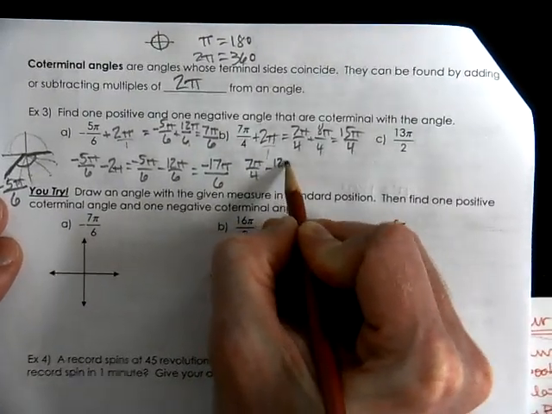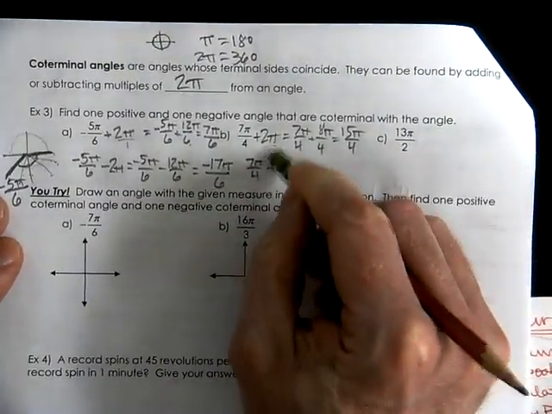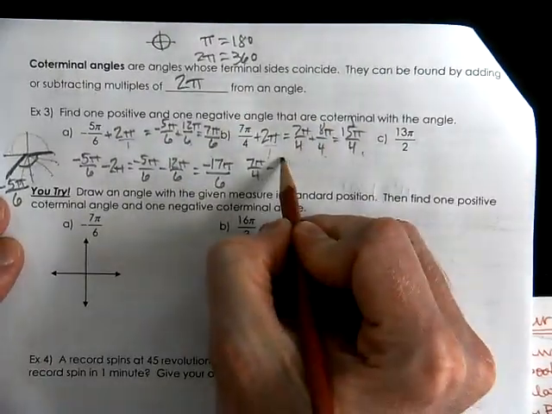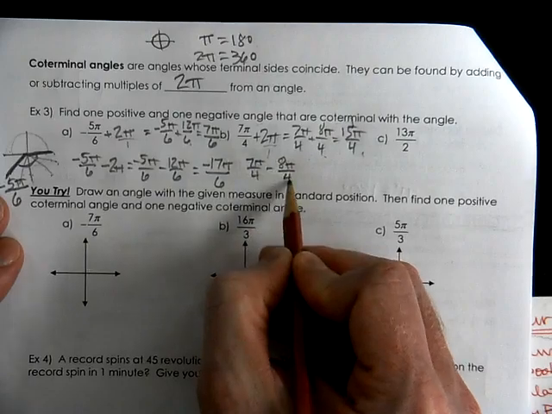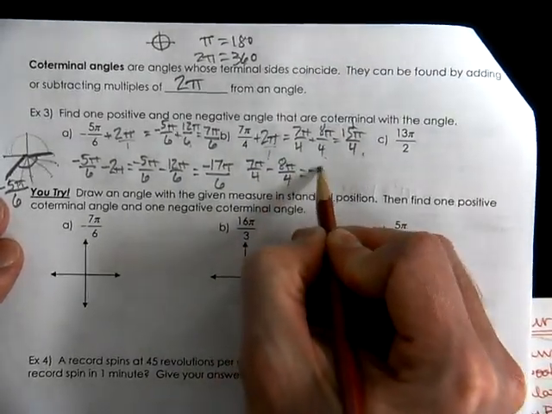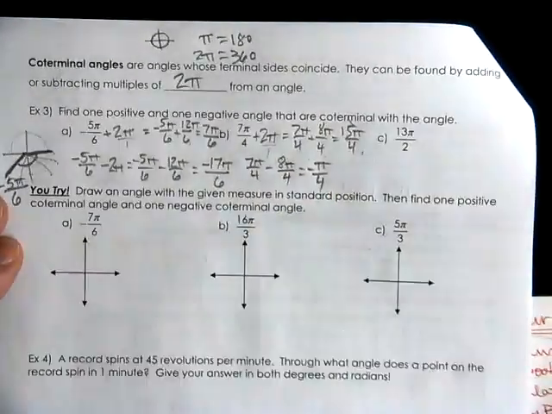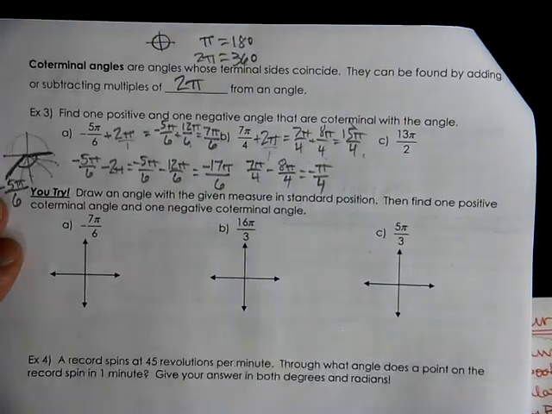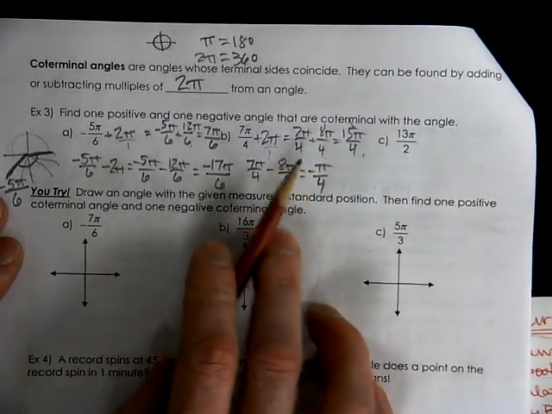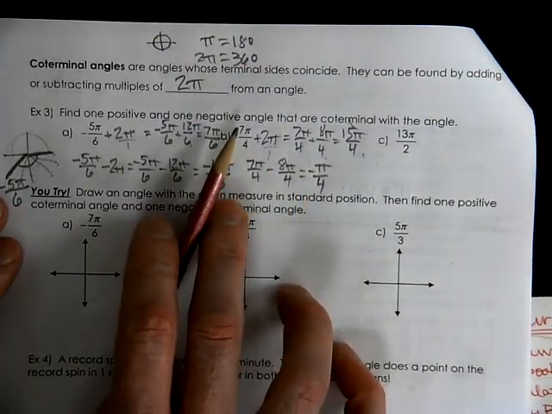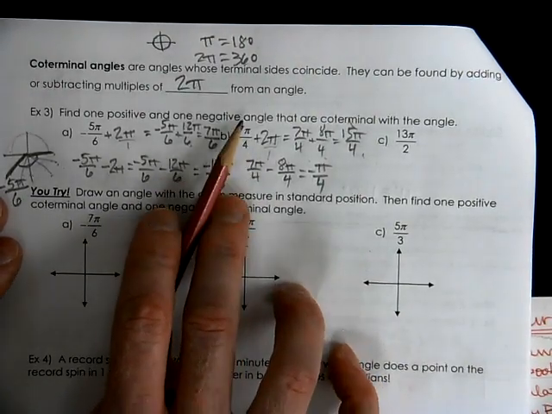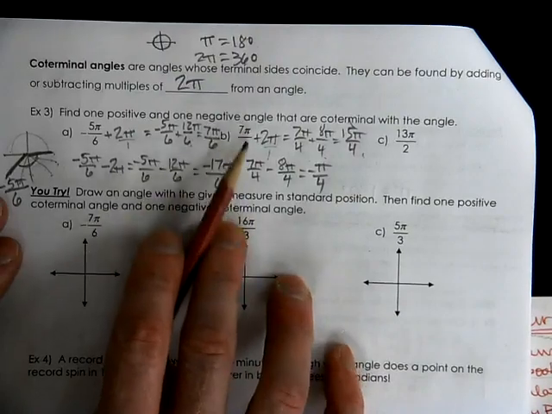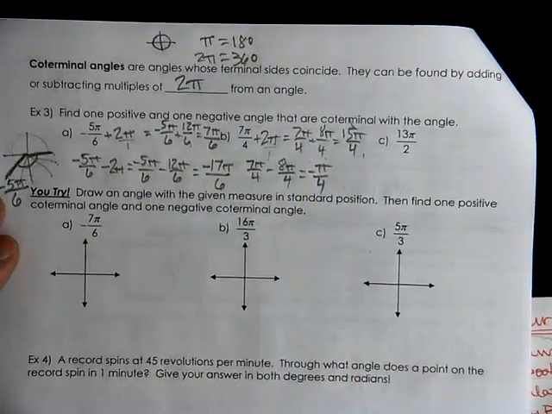That would be equivalent to 7 pi over 4. And I subtract 2 pi, which in this case we're working with 8 pi over 4, because that's a value of 2. That gives me negative pi over 4. Negative pi over 4 is the same thing as 7 pi over 4, because 7 pi over 4 is 1/4 away from 8 over 4, which is 2 pi. This is 1 less.